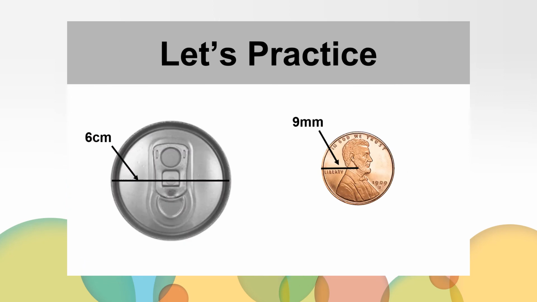Let's take some time to practice. Go ahead and find out the area and circumference of these two objects. Remember, the formula for area is area equals pi r squared. And the formula for circumference is circumference equals pi times diameter.